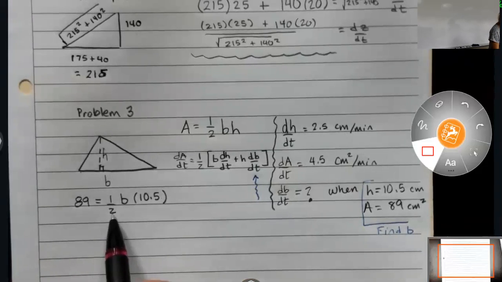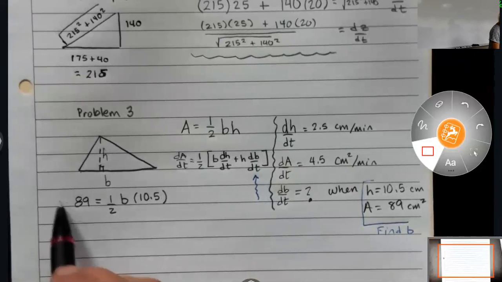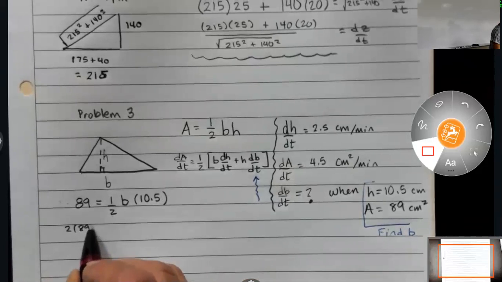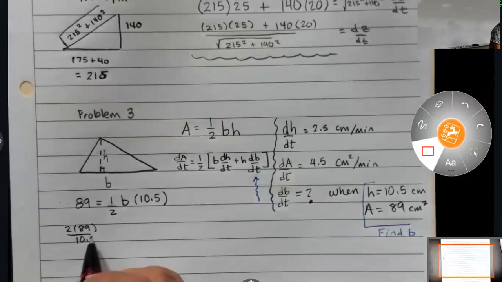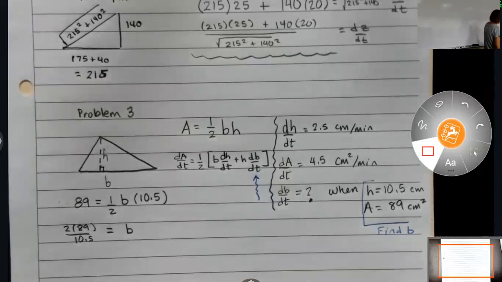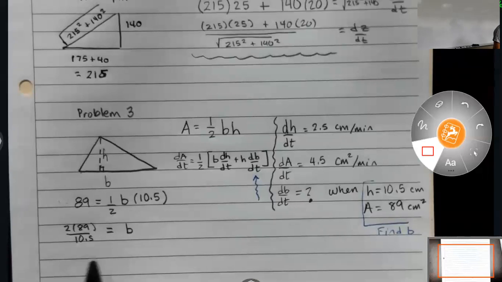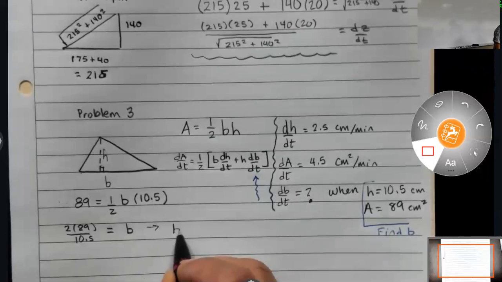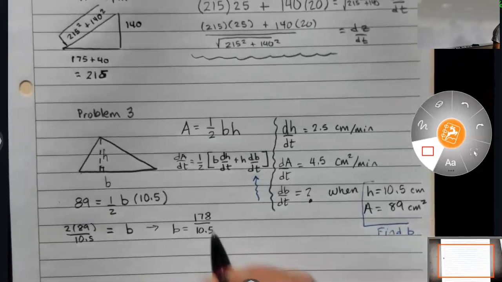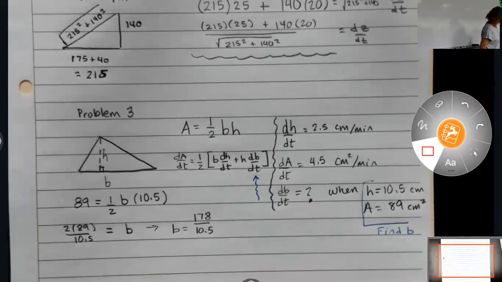So let's get rid of this 2 and divide by that. Multiply by 2, divide by 10.5. 2 times 89 divided by 10.5 is equal to B. Let's see, 2 times 90 is 180, so 2 times 89 is 178. So I have B is 178 divided by 10.5. I'll just leave it like there.